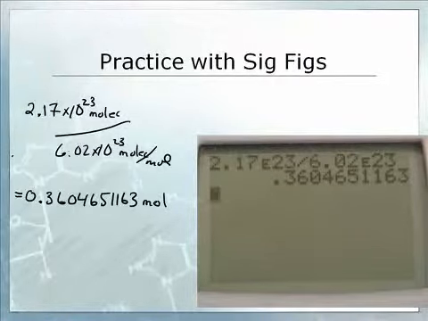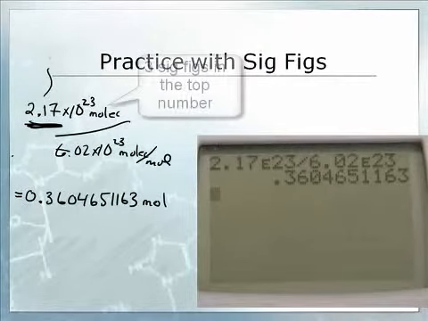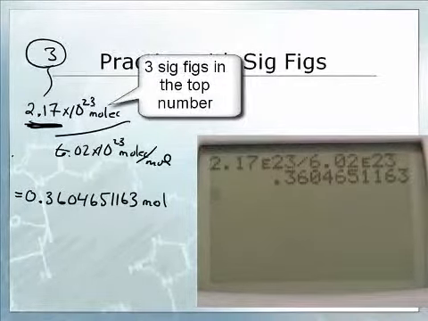All right, how many significant digits in the first number up here at the top, the 2.17? 3 significant figures. The 2, the 1, and the 7. But what about that 23?